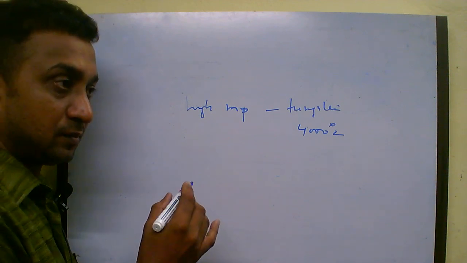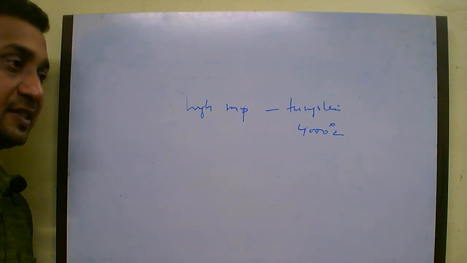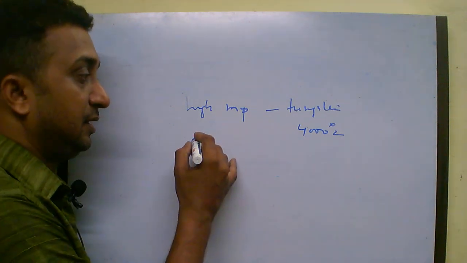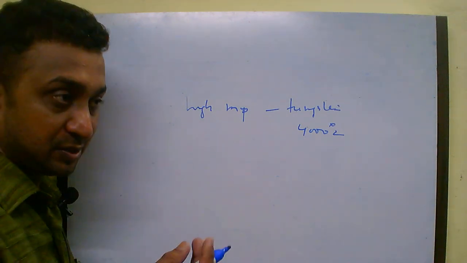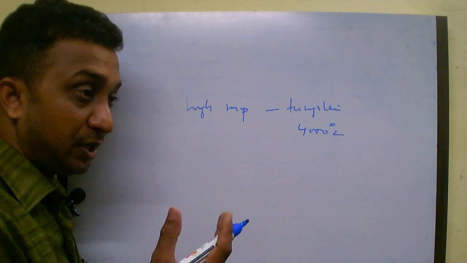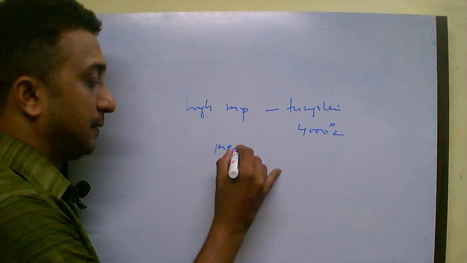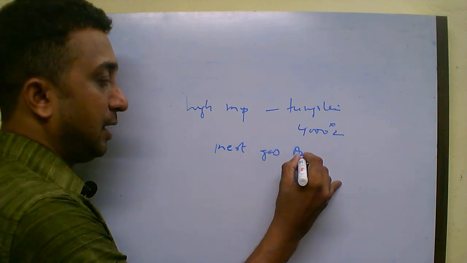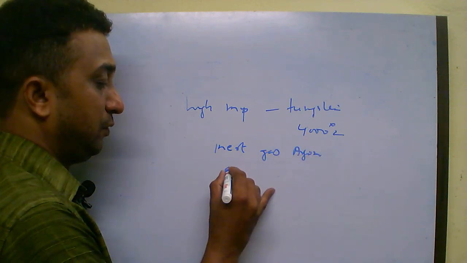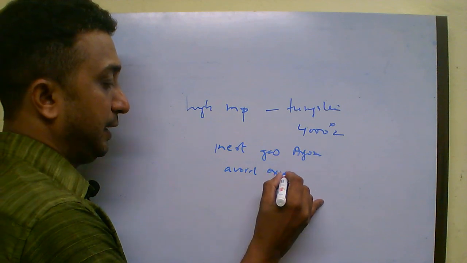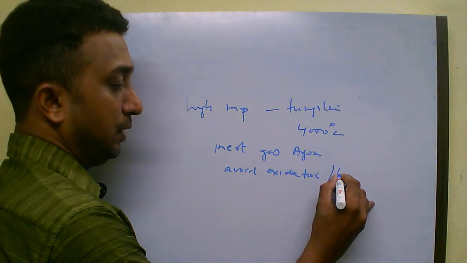Then why is inert gas filled? As the temperature increases, the tungsten filament may get oxidized or sometimes it will burn. In order to avoid this oxidation, you are filling it with inert gas. Inert gas like argon is filled to avoid oxidation or burning off.